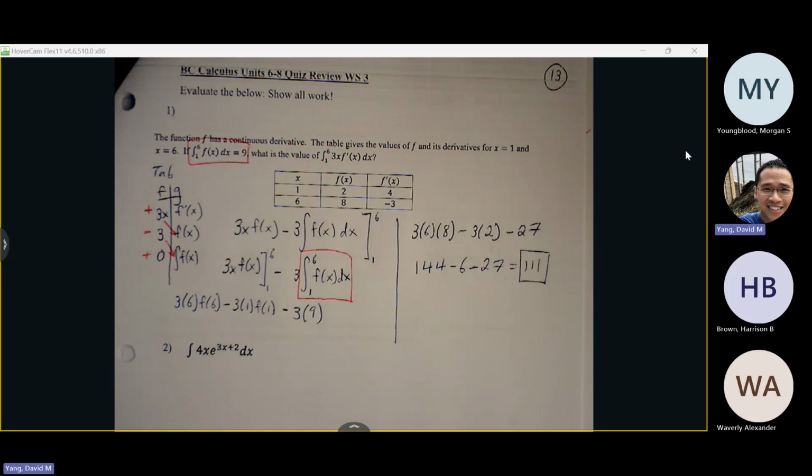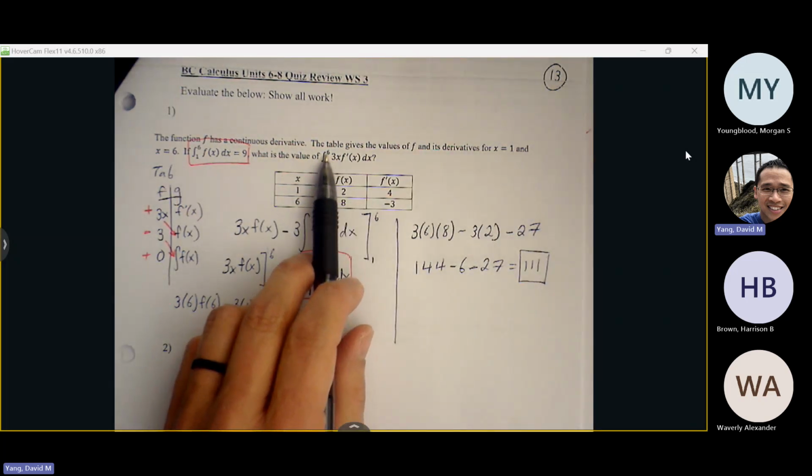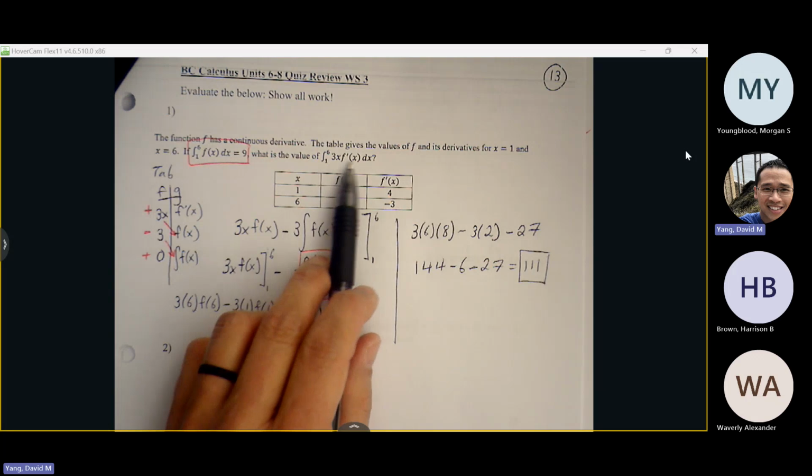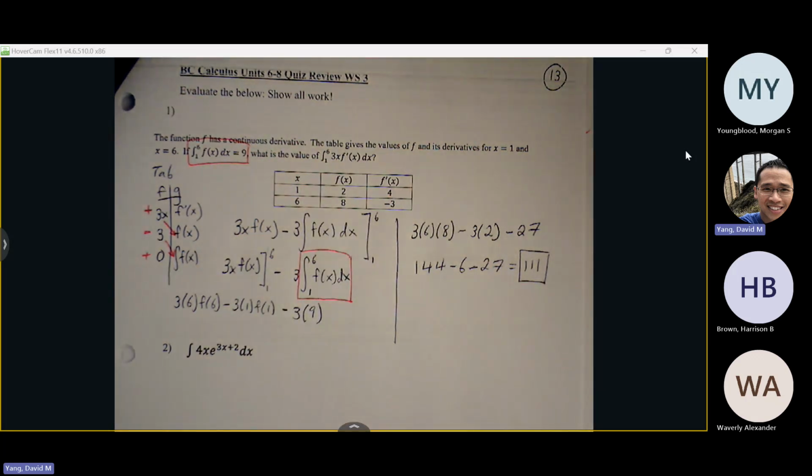How did you choose to plug in f of 6 and f of 1? Like, where did the 6 and 1 values come from? They're coming from the fact that ultimately it's a definite integral. After we resolve this 3x f prime integral, we have to involve the 1 to 6.